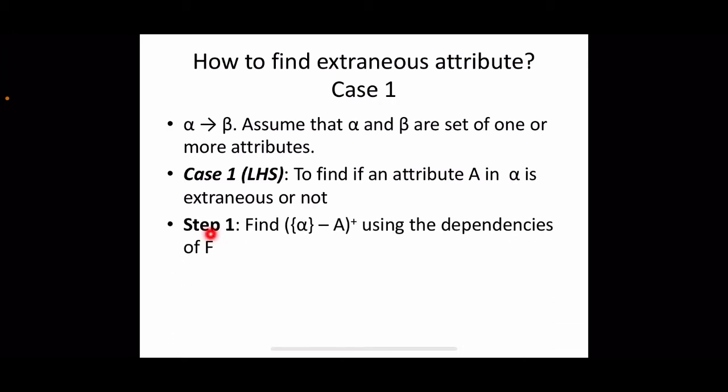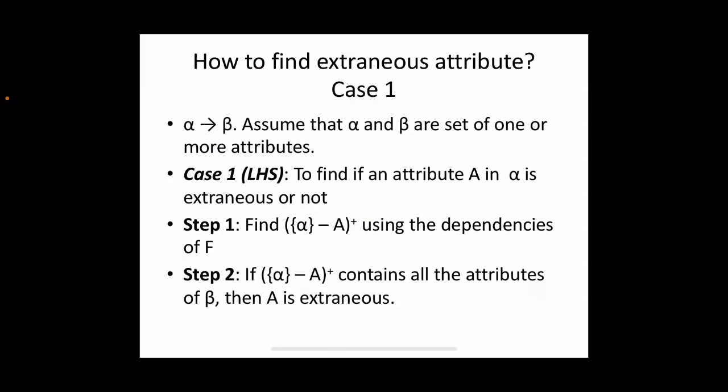Step 1 for finding this is to find the closure of this left hand side by removing this attribute A, using the set of dependencies in F. And step 2 is we have to check whether this closure contains all the attributes of beta, the right hand side. Then A is actually extraneous. This is the condition.